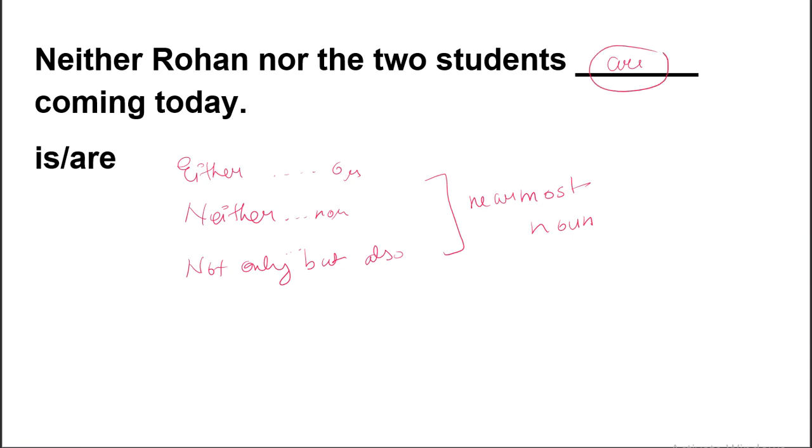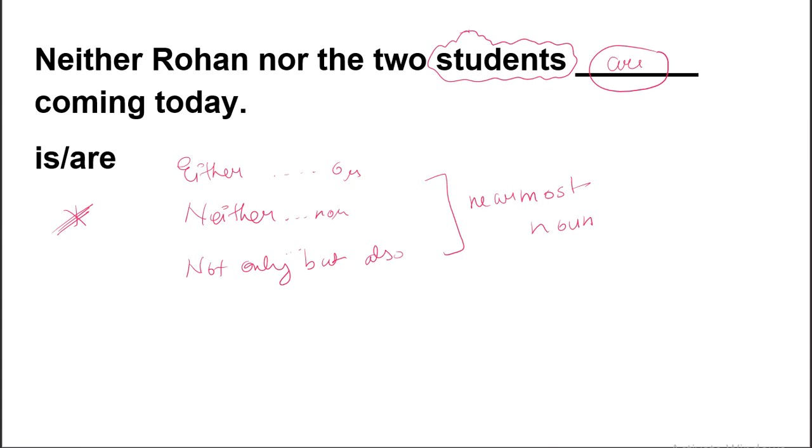So this is my verb's place. The nearmost noun here is students. इस verb के पास सबसे पास में कौन है? Students is my noun which is plural, and henceforth I have to use the plural verb here. Always remember, I am telling you one of the very important rules. Whenever you have connectors like either or, neither nor, not only but also, you have to place the verb according to the nearmost noun.